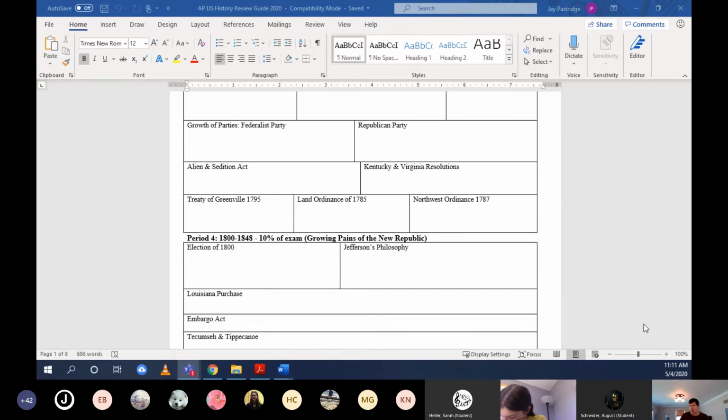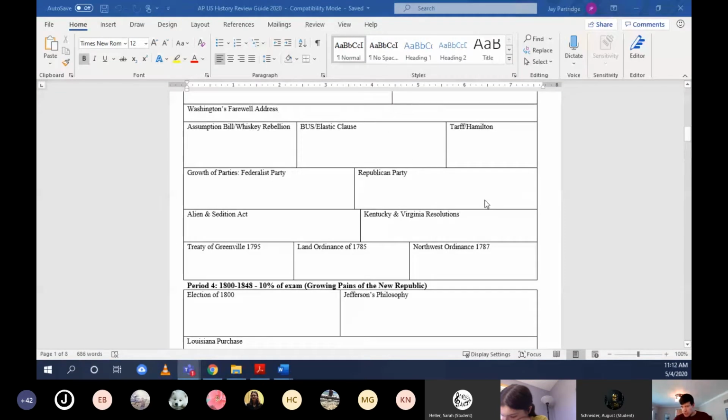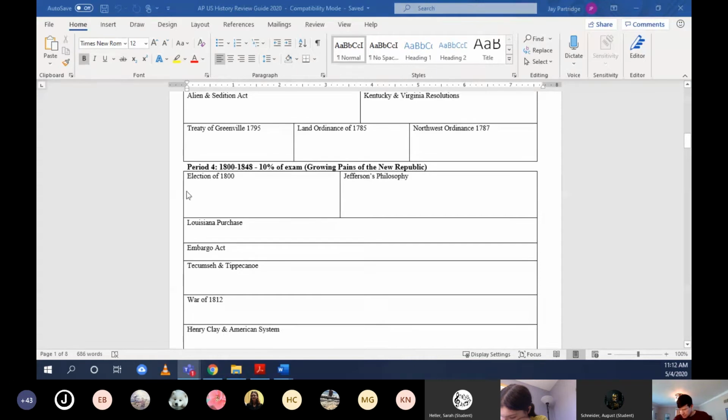We'll see. So Jefferson's philosophy, and this should connect back up to all these issues, the assumption bill, the bust, all of the election and everything else. They are all interrelated. I'm making sure this is still recording. Good.